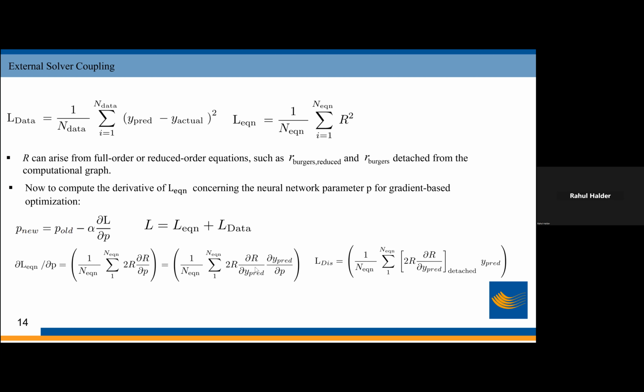So now this is detached from the computational graph. This is detached from the computational graph. So when you compute the derivative with respect to the parameters, it only gets applied on Y predict. The idea is that instead of sending R squared, this loss equation term, in the backpropagation, send this modified term instead. Then you are all sorted, and nothing is compromised. You can get the exact gradient term that you used to get earlier.